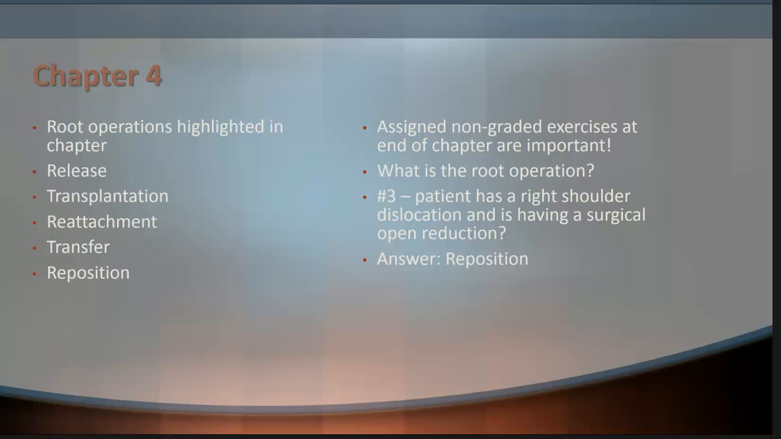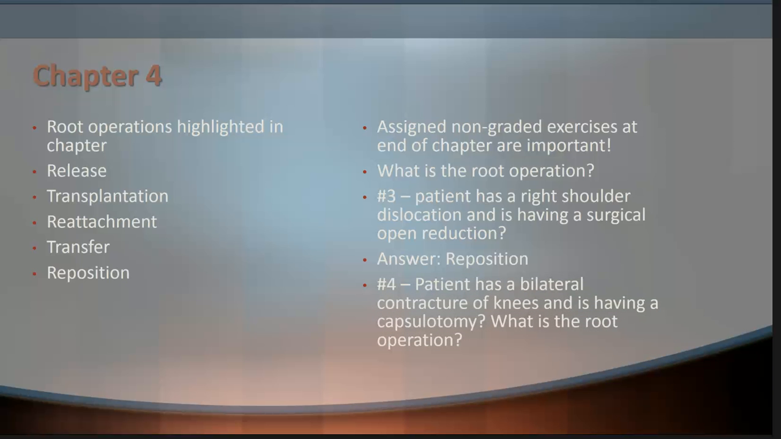We have to match up what we're given in this very short statement. We have to match up this idea of fixing a dislocation to one of those 31 root operations. And when we do that, we find that the best match is the root operation of reposition, which is putting something back to the anatomical way it should be. So that's one of the first steps, and then you would go through the coding process.